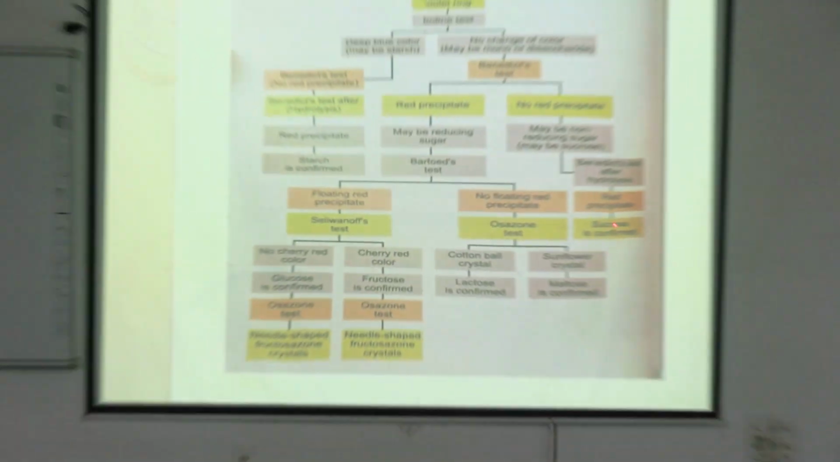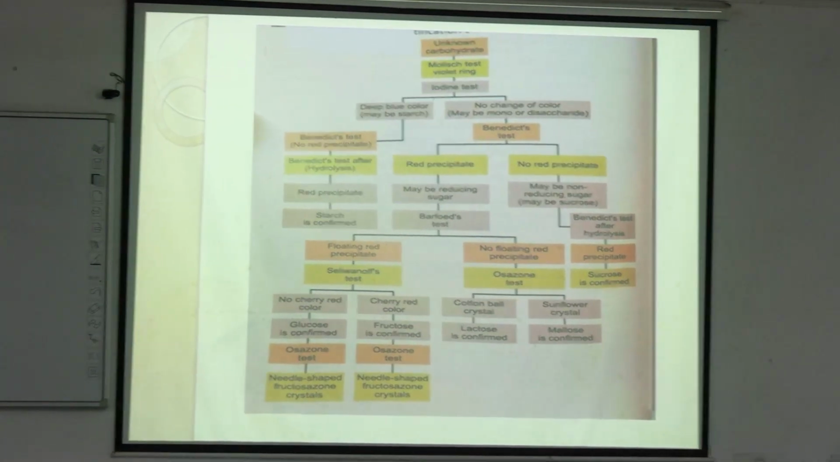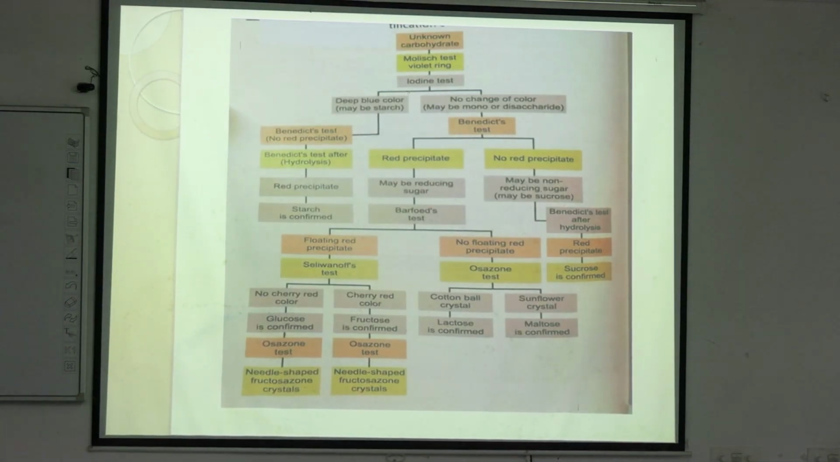So if there is no red color in Benedict's, it will indicate presence of sucrose. Sucrose is the non-reducing sugar. Now, we will run the Benedict's test after hydrolyzing the sample. Then it may give red precipitate. Now we can say it is sucrose. Achha, if it gives red in Benedict's initially, then it may be reducing. So now we have to differentiate whether it is monosaccharide or disaccharide. So we have to run Barfoed's test.